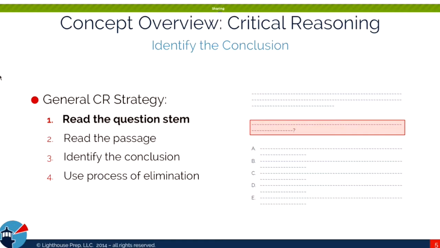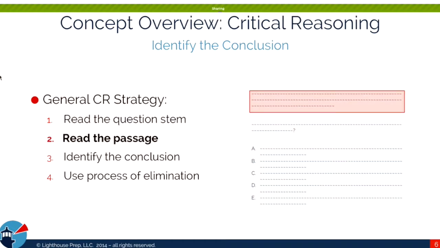After you read the question stem, you should think of keywords that are located in the question stem that help you identify how the question is going to be structured and the answer choices are going to be structured. We'll go over that later in the practice questions also. Next, you should read the passage.